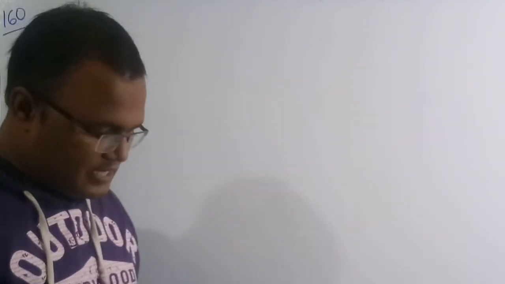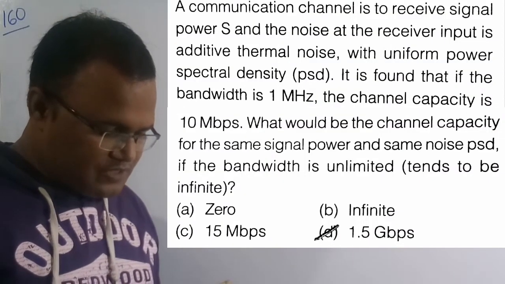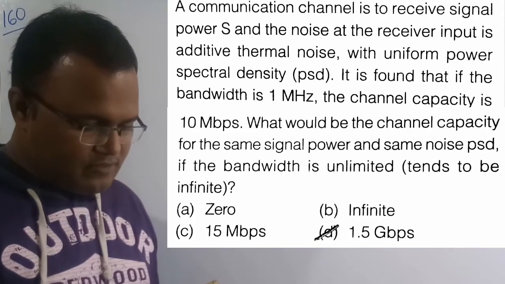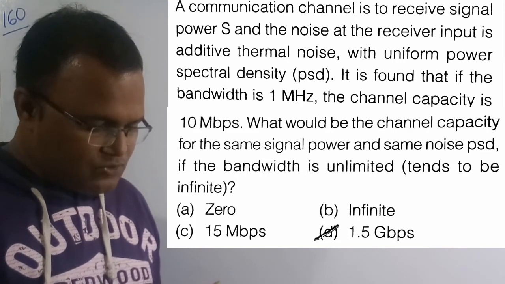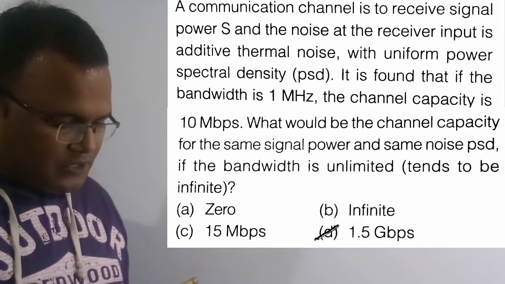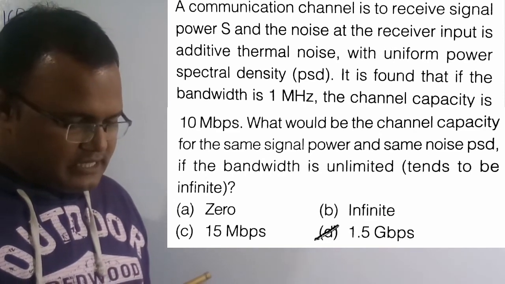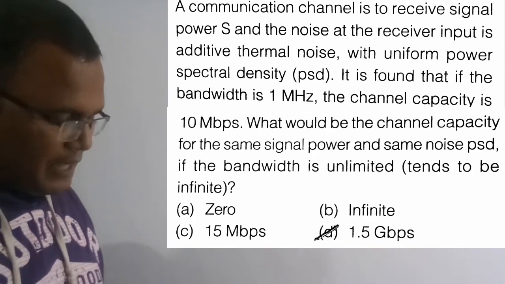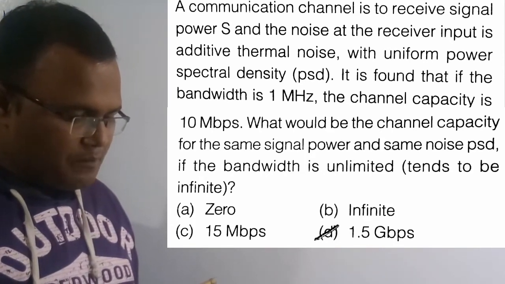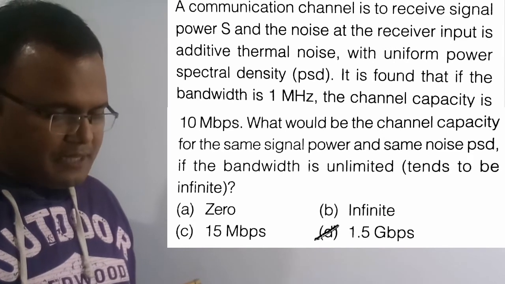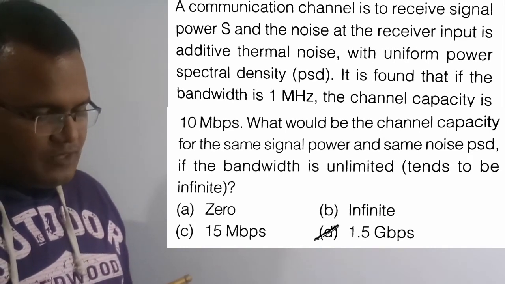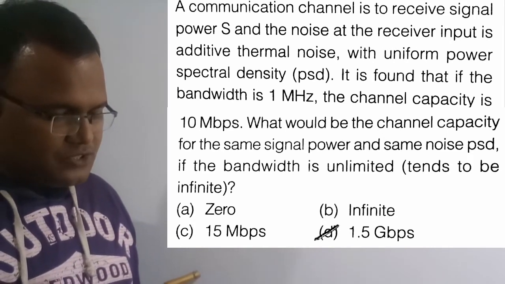So now we are going to solve the last question of this lecture. See the question here. A communication channel is to receive signal power S and the noise at the receiver input is thermal noise with uniform power spectral density. It is found that if the bandwidth is 1 MHz, the channel capacity is 10 Mbps. What would be the channel capacity for the same signal power and the same noise power spectral density if the bandwidth is unlimited, tends to infinity?